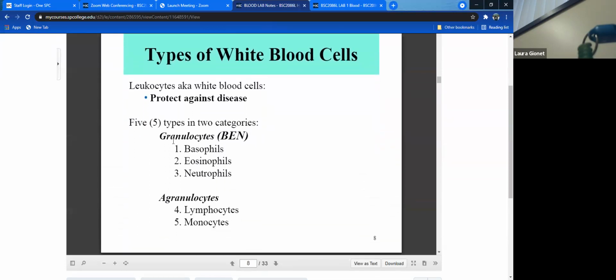All right, so then white blood cells. White blood cells are called leukocytes. They protect against disease in different ways, and each cell has its own specific function, and therefore can elevate or depress under different conditions. So we have 5 different types. We have our granulocytes and our agranulocytes. For the granulocytes, your nice little mnemonic is BEN: basophil, eosinophil, neutrophil, and the agranulocytes are lymphocytes and monocytes.